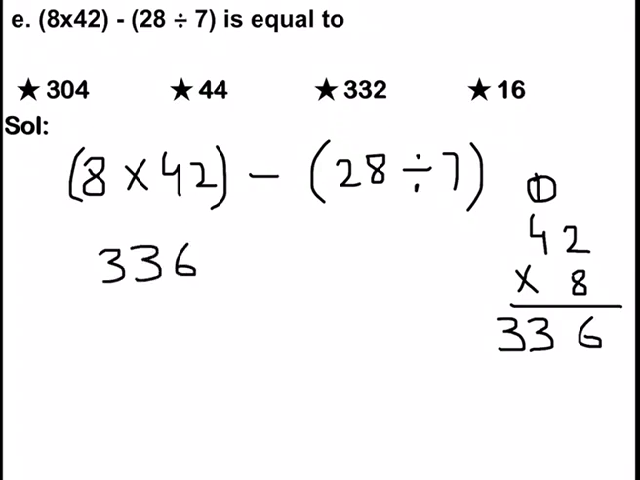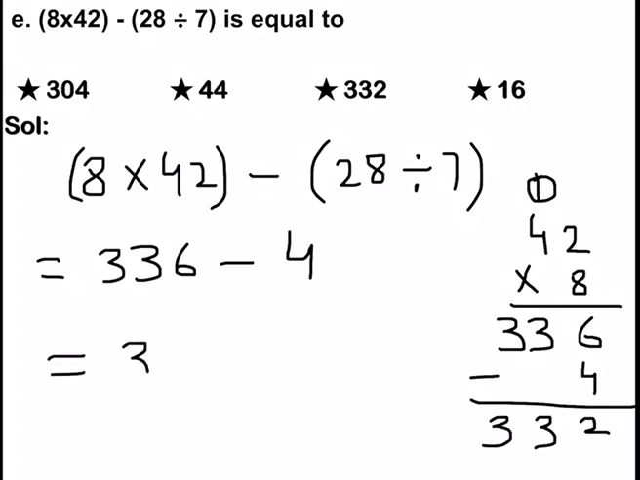336 minus, now 28 divided by 7. 7 1s are 7, 7 2s are 14, 7 3s are 21, 7 4s are 28. Now student, we will subtract. 6 minus 4 is equal to 2. 3. So the correct answer is 332. Now student, tick option number 3, that is 332. Understand student?